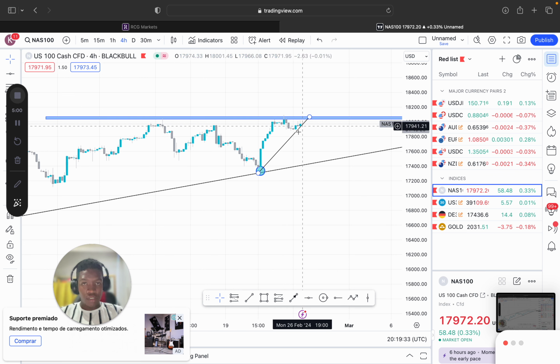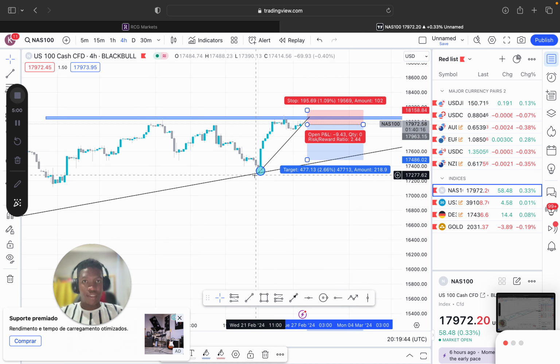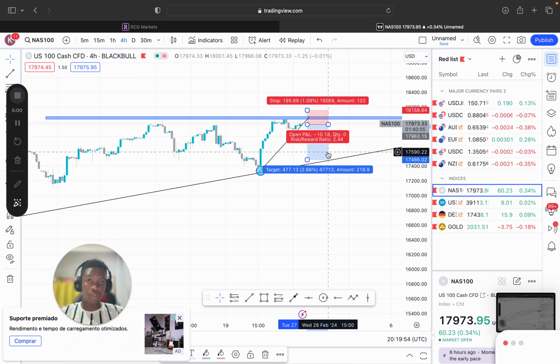But if you can see right here, I drew a trend line from here to here just so I can take this short-term sells, right? Because with NAS, I just like scalping. So I know that as soon as it breaks this uptrend trend line, my risk to reward ratio will be 1:3, and currently it's 2:44, which is okay. So as soon as it breaks, I'm going to look for those short-term sells.